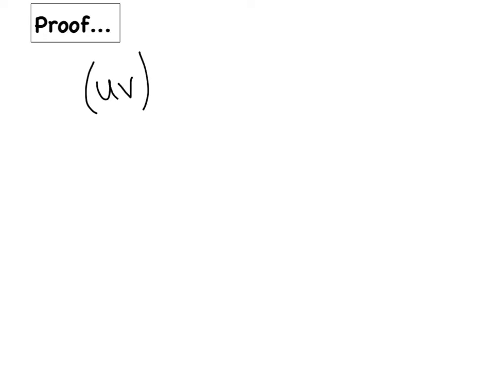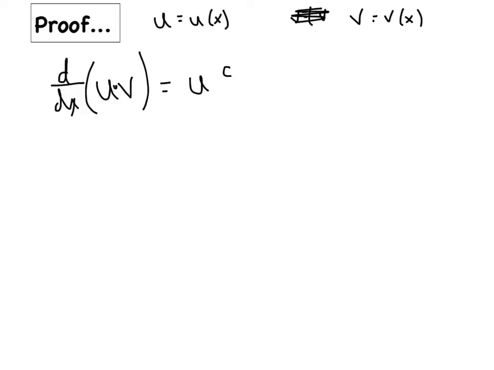So what if we had the product of two functions that were in terms of x, so both u and v are in terms of x. V is really v of x, they're functions of x. And let's say I wanted to take the derivative of those with respect to x. We would certainly grab our product rule and we'd say, well, it's u times the derivative of v with respect to x plus the v times the derivative of u with respect to x, right?